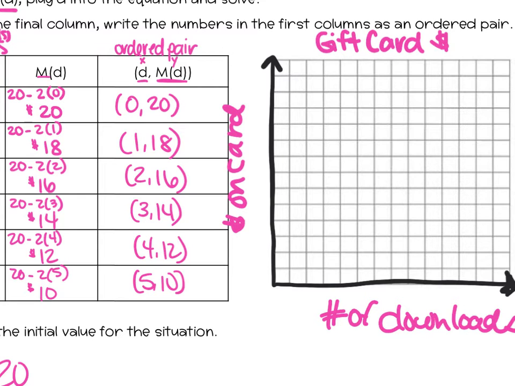So it only goes up to 14. So we can just go by twos, and that would be fine. So I'm going to label this 2, 4, 6, 8, 10, 12, 14, 16, 18, 20, 22. We really wouldn't need further than that. And on the downloads, I'm just going to go by ones.